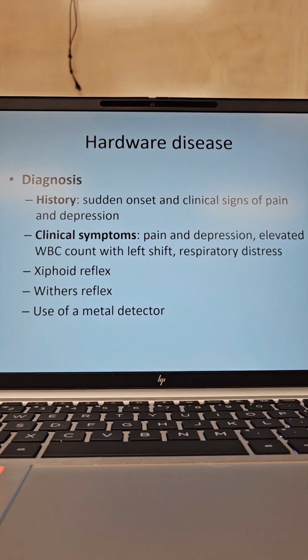Diagnosis: you're going to look at the history, sudden onset, and clinical signs of pain and depression. You're going to look at clinical symptoms, pain, depression, elevated white blood cell count with a left shift. Because we have an infection, our white blood cell count is going to skyrocket. Respiratory distress. We've punctured that diaphragm. It's going to hurt them to breathe. They're going to have a xiphoid reflex or a withers reflex. This is pinching them, and they're not going to want to move. You can use a metal detector and detect the metal and where it's at.